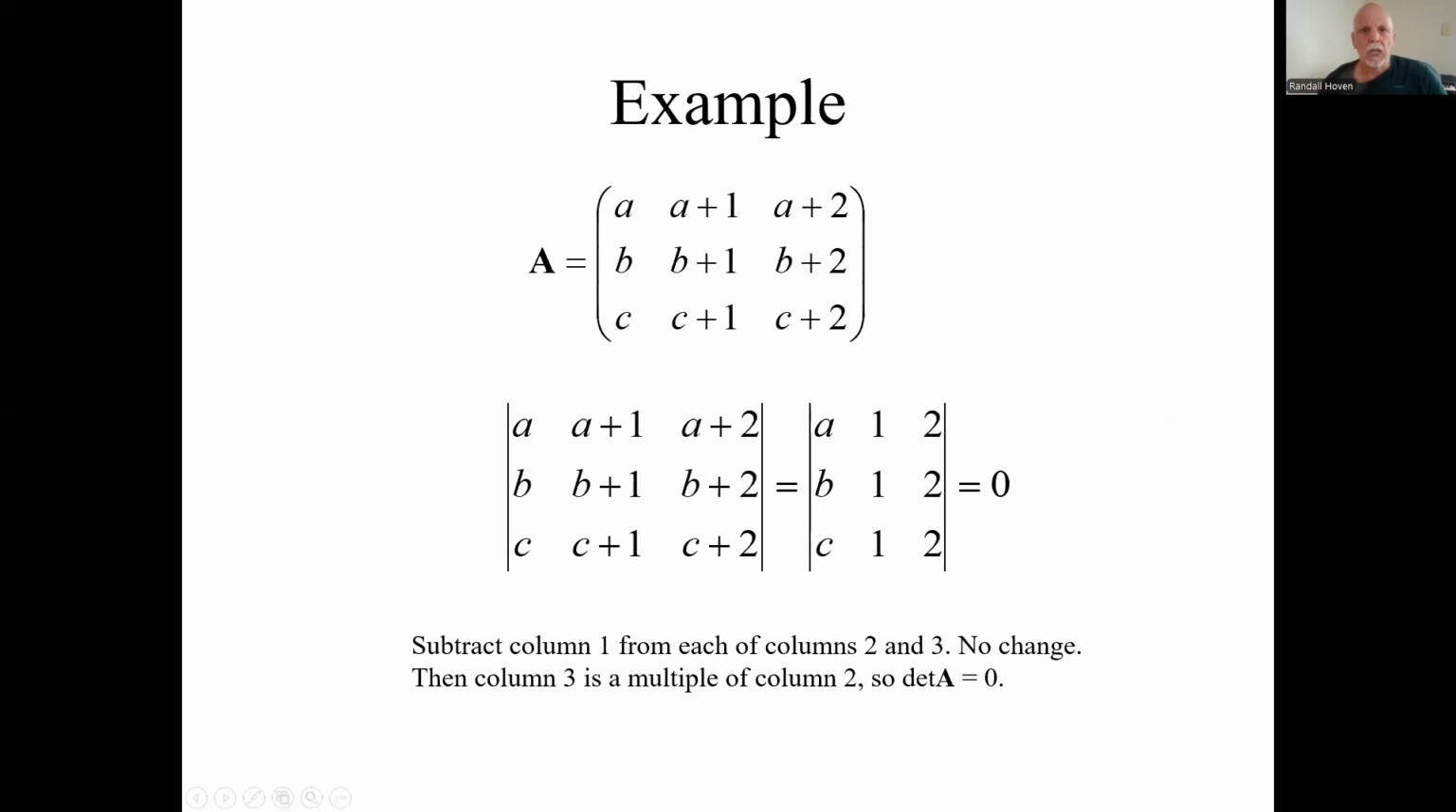Let's see, what about this guy? Well, I could subtract this first column from both of these second columns. And I just get this. And now I have two columns that are equal, so the determinant is 0.